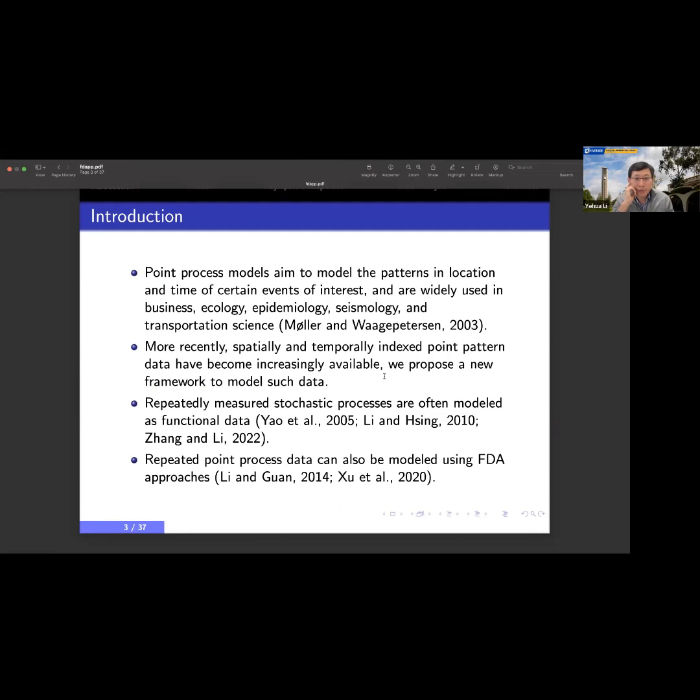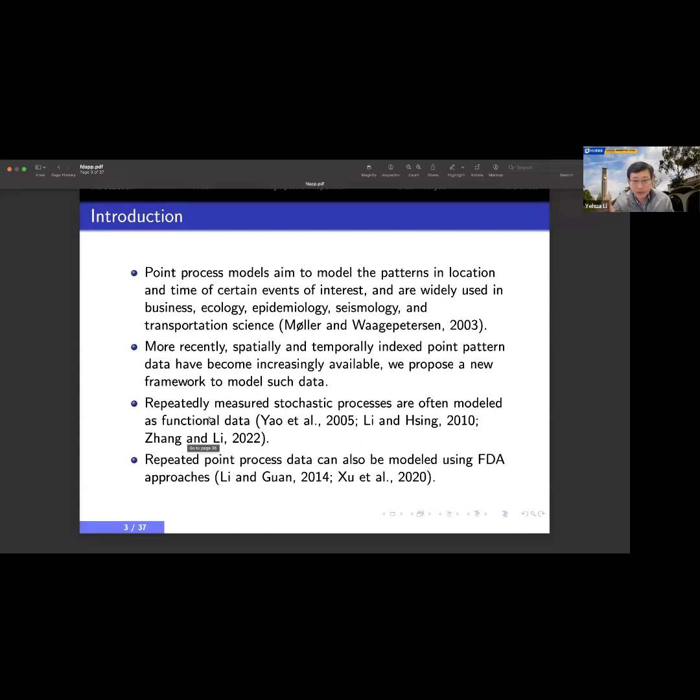Okay. So point process models aim to model the pattern in location and time of certain events of interest. These kinds of models are widely used in business, ecology, epidemiology, seismology, and transportation science. In another project, Kun is working on modeling the location and time of wildfires within the United States. So it's widely used. More recently, there are applications where you have point processes with spatial and temporal indices. So basically, I'm looking at spatial and temporal data, but each data point is a point process within the day.